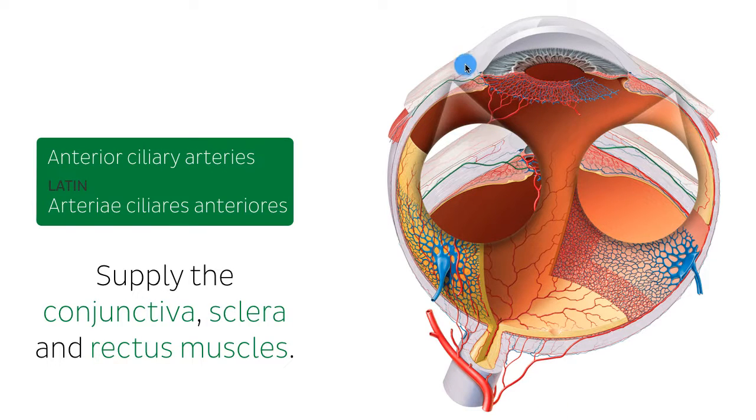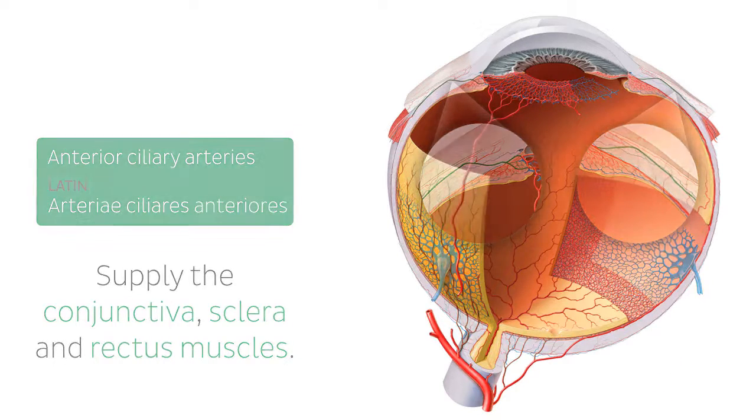So as I showed you earlier, here we can see the conjunctiva, and here we can see the sclera. We can also see two of the rectus muscles here and here. Because this is a superior view of the right eye, this is the medial rectus muscle, and this is the lateral rectus muscle.